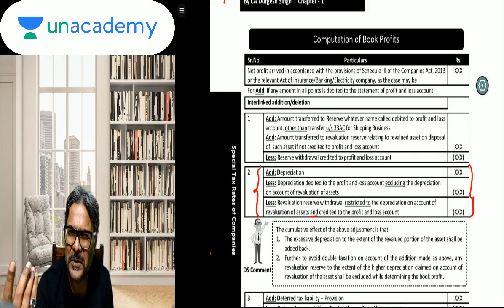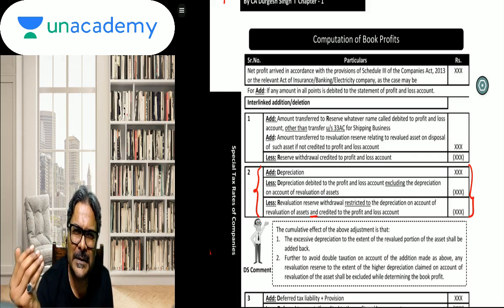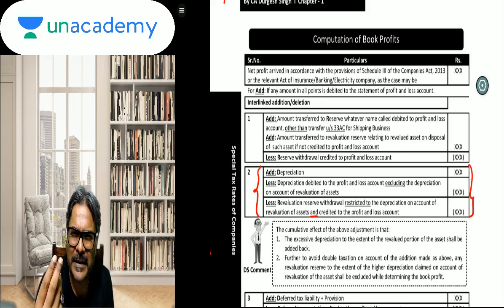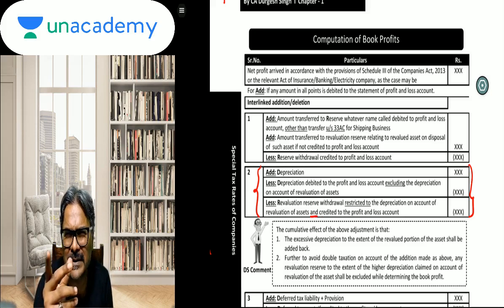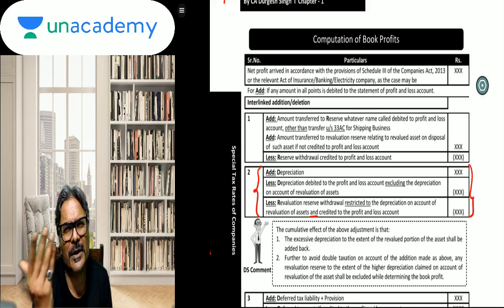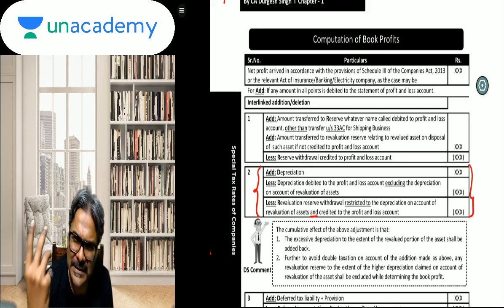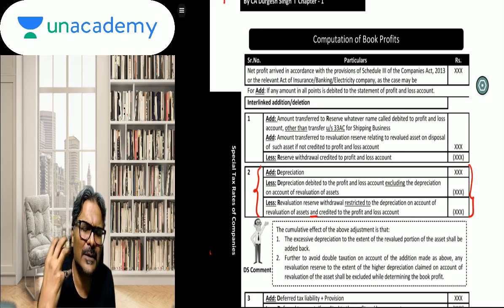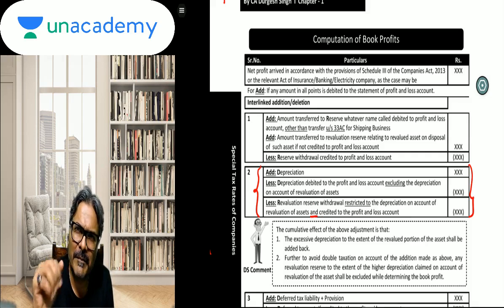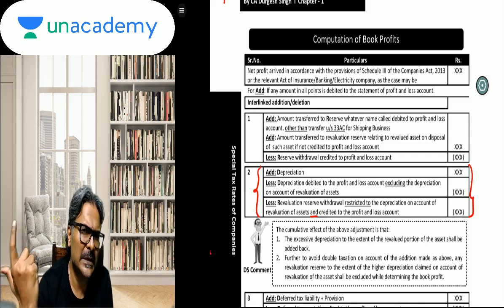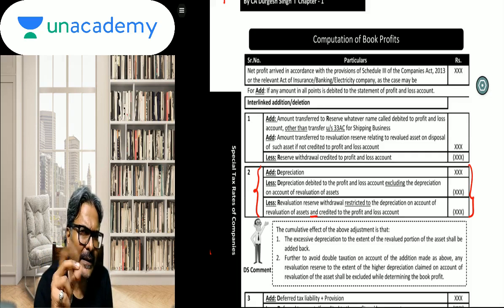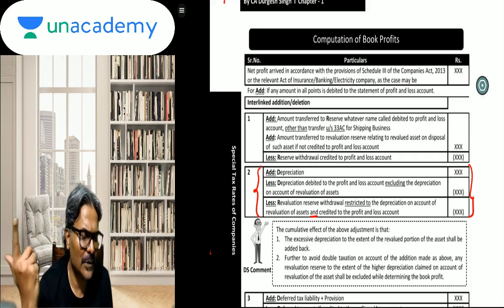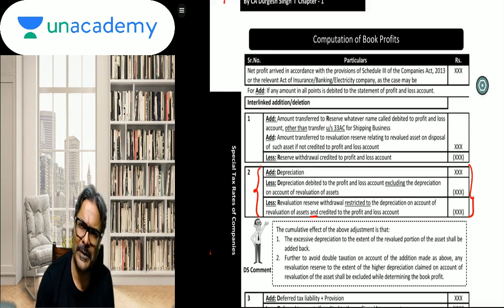So this was primarily the logic with which this was introduced. But as we all know, over the years there are a lot of adjustments which have no relevance to the logic that I am talking about right now. Still, it will hold for many of the adjustments under 115JB. Maybe at least for those adjustments, we can appreciate why they are being carried out. Let's have a look at them one by one, students.